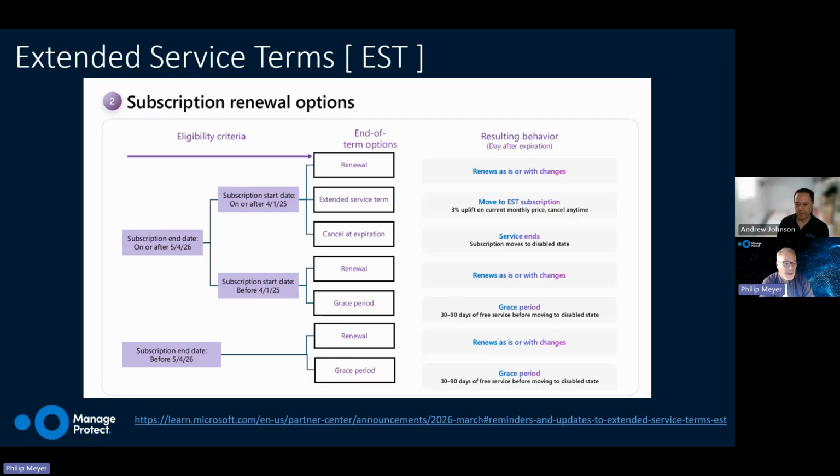So if their subscription ends before then and renews, then they have that grace period or they have that renewal option. So please do consider that.